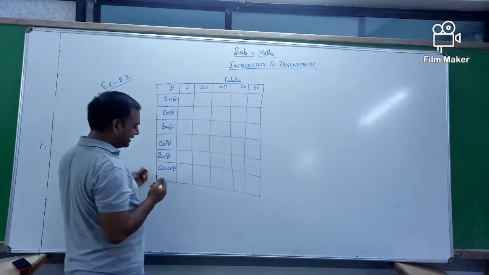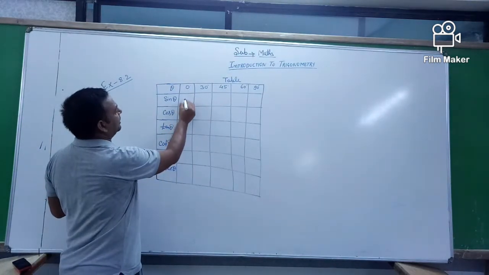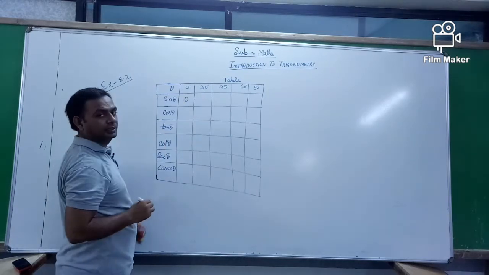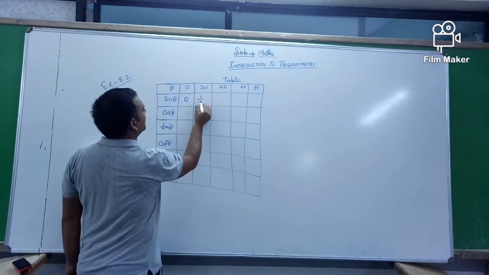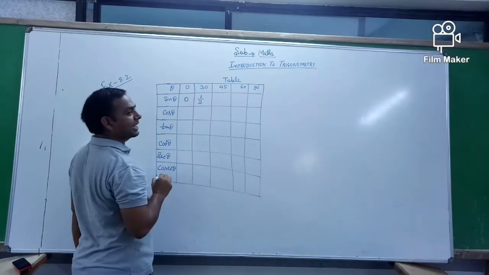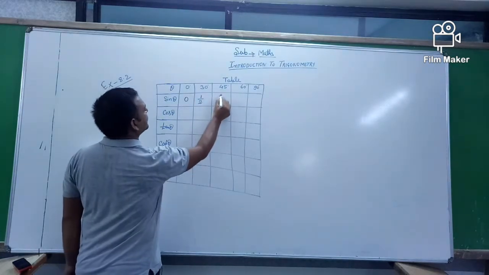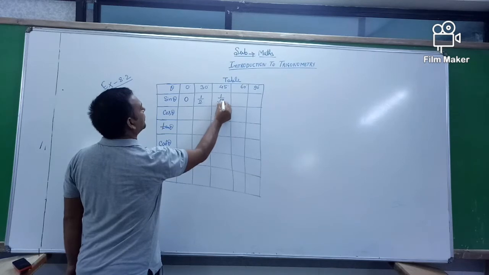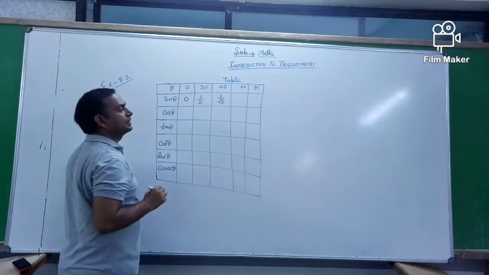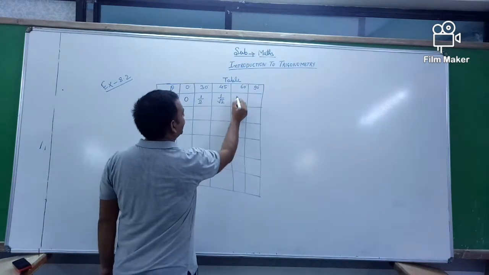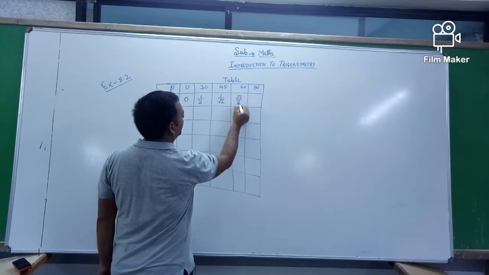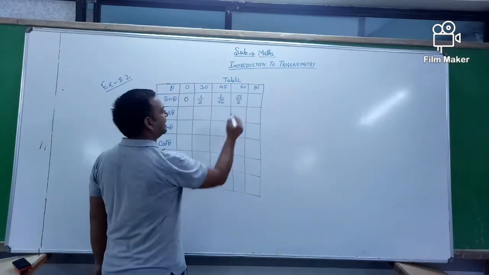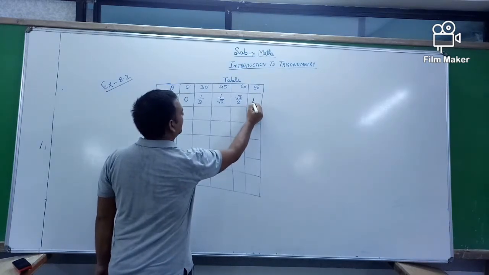Here the value of sine 0 degree is equal to 0. Sine 30 degree is equal to 1 by 2. Sine 45 degree is equal to 1 by root 2. Sine 60 degree is equal to root 3 by 2. And sine 90 degree is equal to 1.